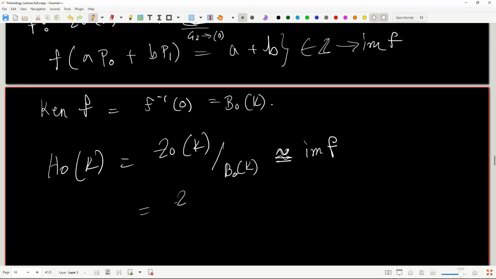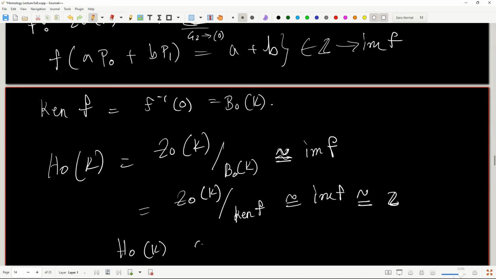Why? Because according to the fundamental theorem of homomorphism, this is just the kernel of f, right? Which is isomorphic to the image of f. But the image of f is just what? The group of integers. So your h0 of k is isomorphic to the set of integers.